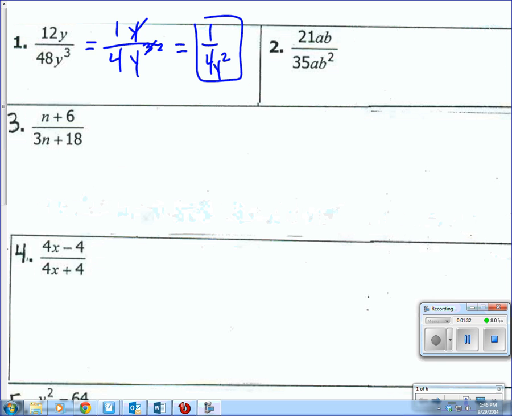Looking at number 2, what is a common factor of 21 and 35? What's the greatest common factor? 7. So we can divide them both by 7. 7 goes into 21 3 times, 7 goes into 35 5 times. And then they also have a common variable, because we can divide out an a from both of them and a b, right? So the only thing left in the numerator is 3 over, in the denominator, we just have a 5 times b to the first.